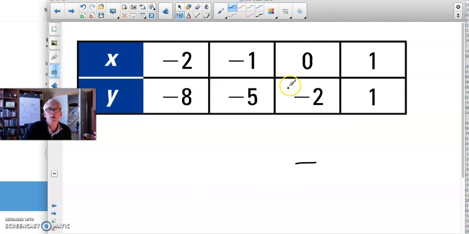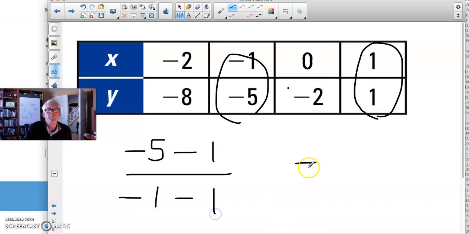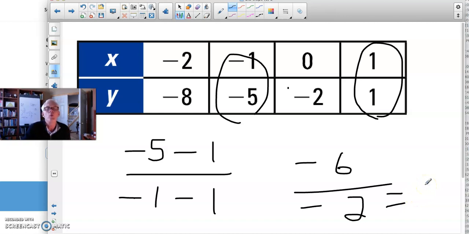So negative 2/3 is the slope regardless of which numbers you use. Here's another table. Let's find the slope here. I'll use negative 1 and 5, and I'll use 1 and 1 because that looks like an easy one. Change in y over change in x. 1 minus 5 is negative 4... Negative 5 minus 1 is negative 6, the change in the y values, divided by negative 1 minus 1, which is negative 2. That simplifies to a slope of, drumroll please, 3.